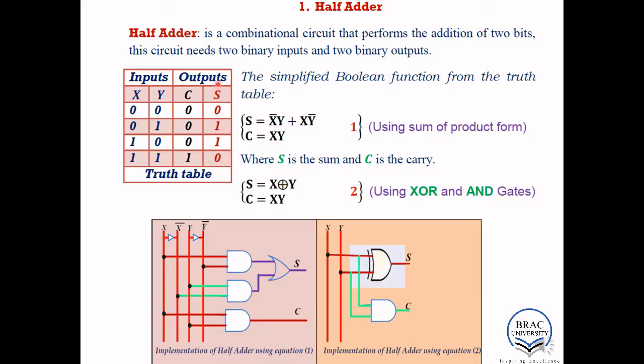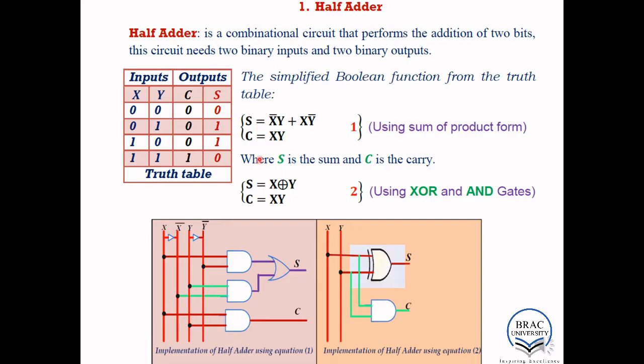For finding the equation for s, you need to do the K-map for x, y, and s. You'll find something like x prime y plus x y prime. For carry, similarly, you need to do the K-map for x, y, and c, and you'll find c equals x dot y. By inspection, you can also get c or s as well.